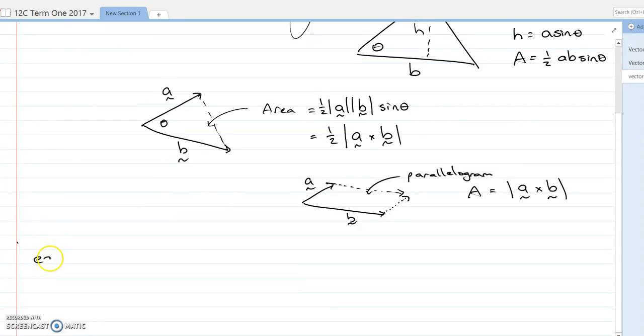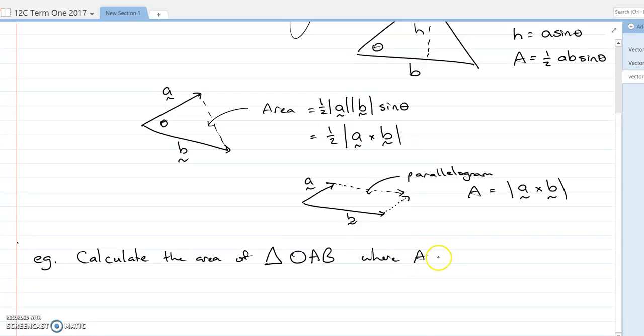So an example. Calculate the area of triangle OAB, where A is, let's say, (1, 2, -1), B is (3, 0, 2). Okay, so in 3 dimensions, and O, of course, is the origin, (0, 0, 0).